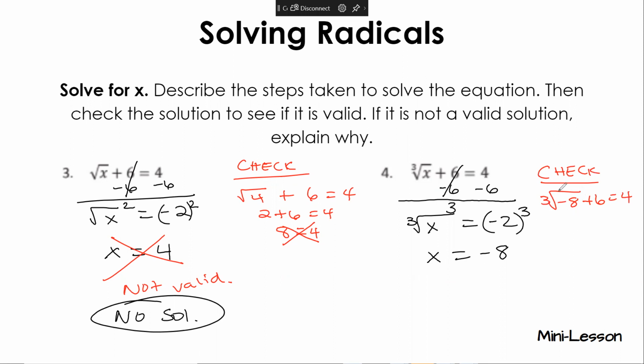We know that the cubic root of -8 is going to give us -2. -2 plus 6 gives me 4. And 4 does equal 4. So x equals -8 is our solution.